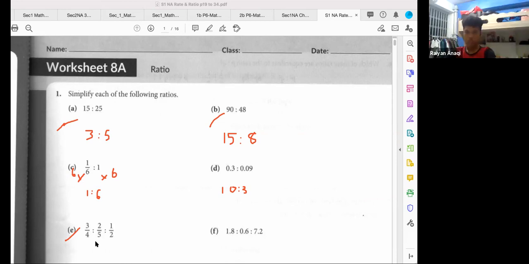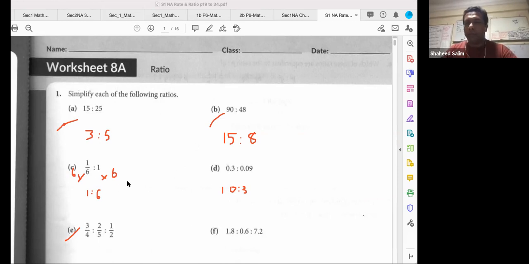The answer is 15 is to 8 is to 10. Okay, let me just see. Yeah, so down here you times by 5, 15. Times by 4, 8, 10. So now can you reduce? Cannot reduce, right? That's it. So are you okay so far?